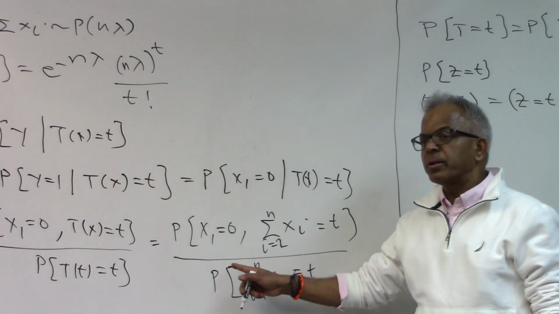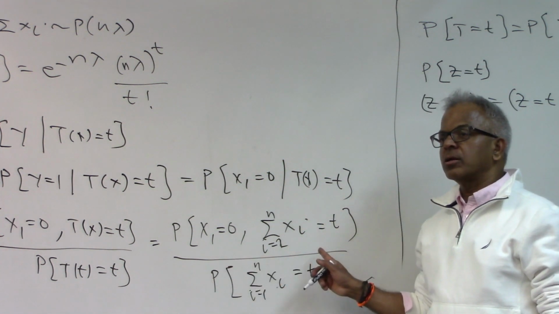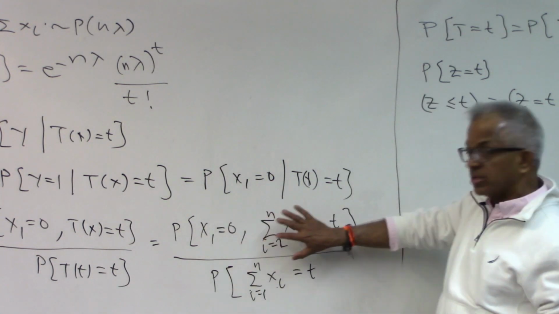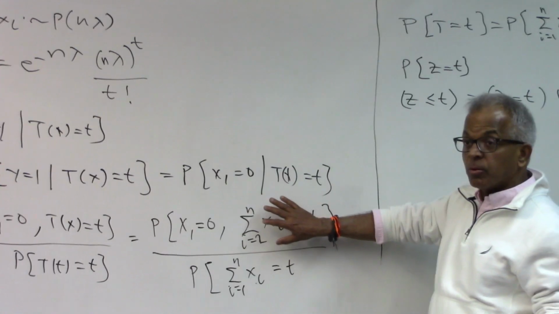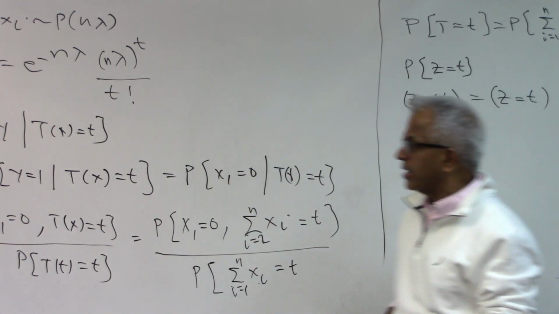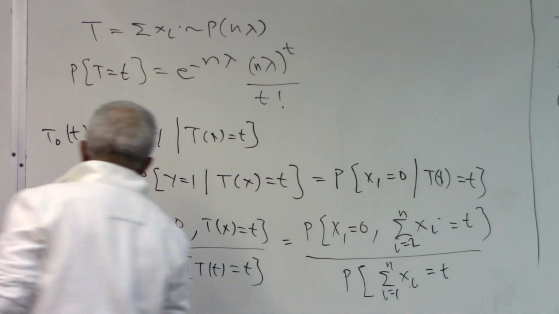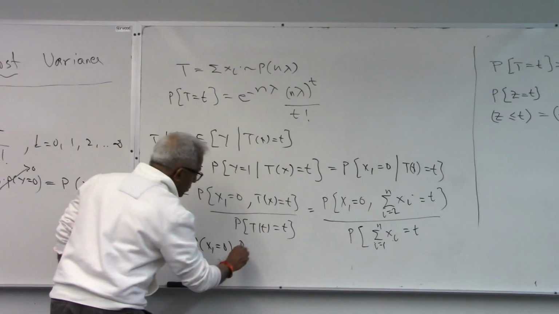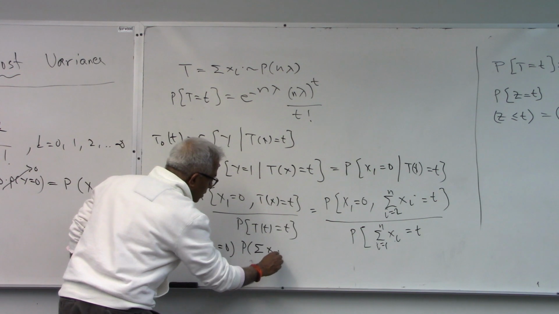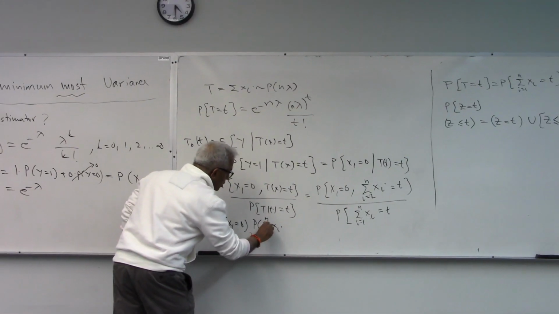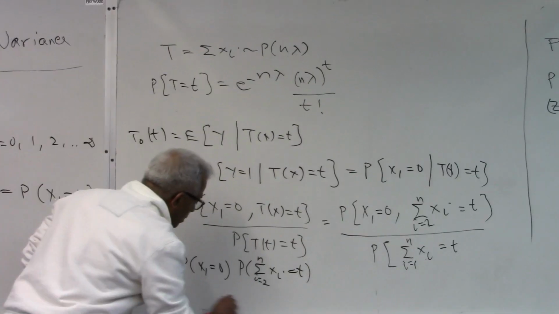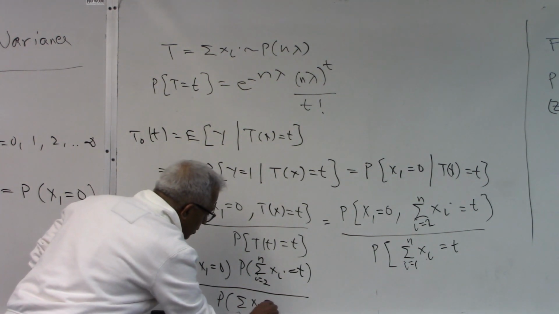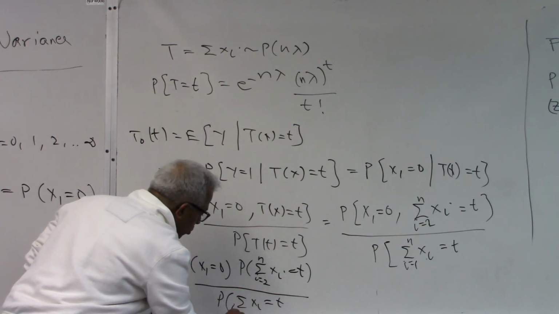But now look at what happened. X1, x2, xn are independent random variables. So what happens to this and this? Anybody? This and this are independent. So the numerator, I can write this as the probability of x1 equal to 0 multiplied by the probability of the sum of xi, i equal to 2 through n, equal to t, divided by the probability of the sum of xi equal to t, i from 1 through n.